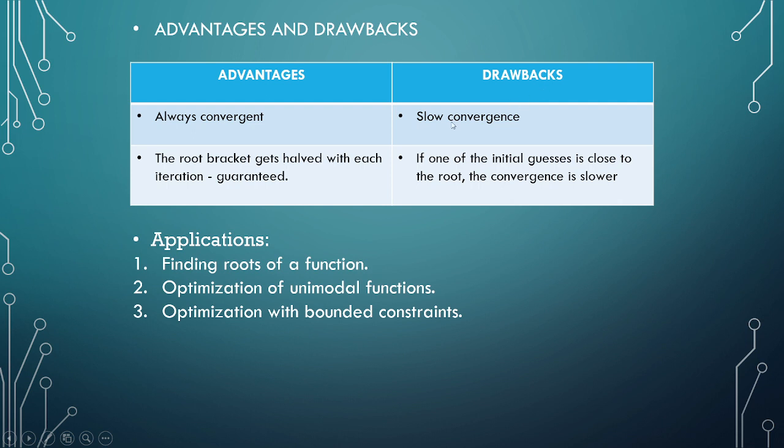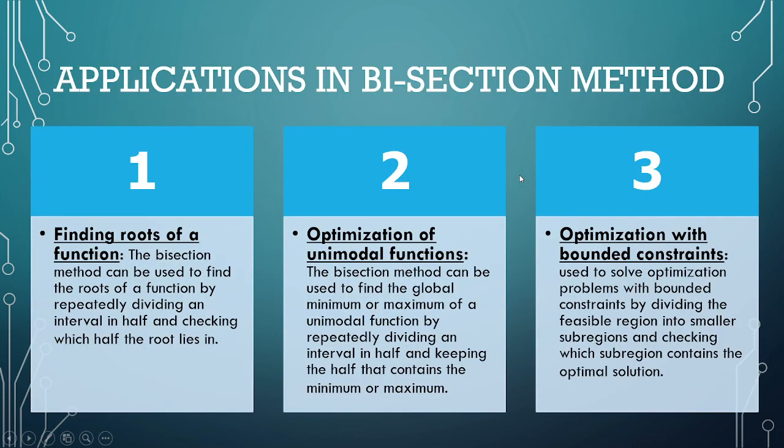While coming to drawbacks, it has slow convergence, and if one of the initial guesses is close to the root, the convergence becomes slower. These are the applications of the bisection method: finding roots of a function, optimization of unimodal functions, and bounded constraints.